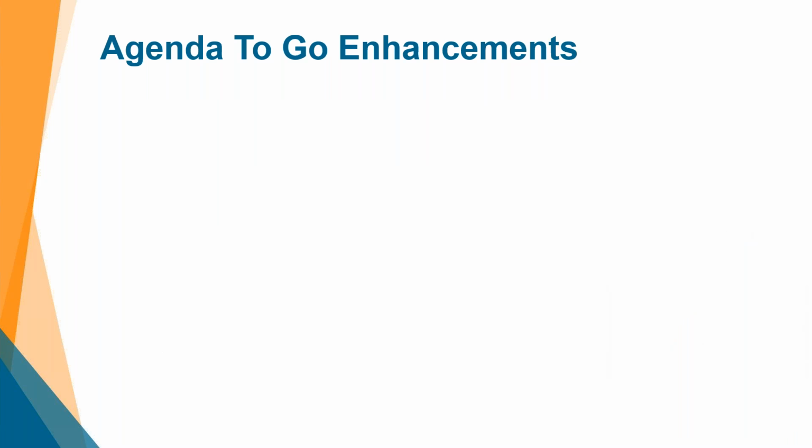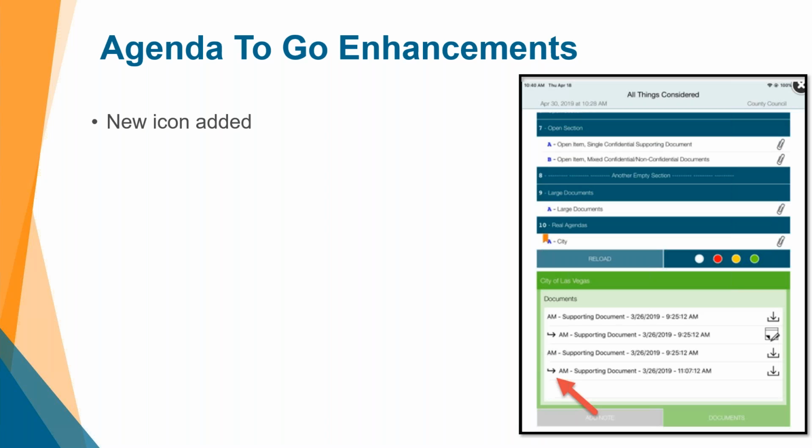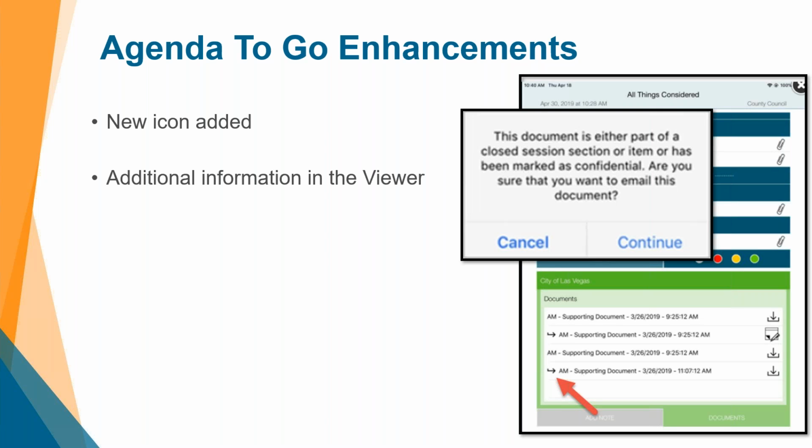If you have an Apple Pencil to accompany your iPad, Agenda to Go now supports utilizing the Apple Pencil within the app. Some more enhancements made to Agenda to Go include a new icon that has been added to indicate a newer version of a previously downloaded document. The viewer now indicates a supporting document if it is a part of a closed session item or has been marked confidential. This is valuable to the board members reviewing the documentation in that it's a quick and easy visible reminder of what information is sensitive.